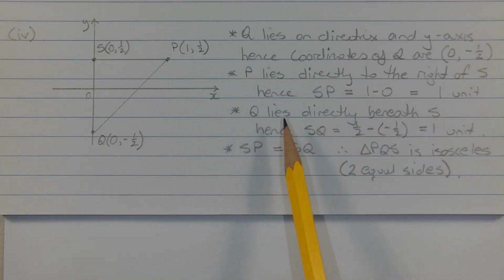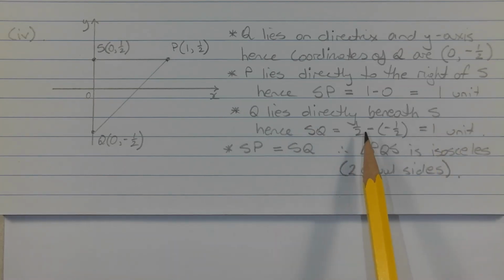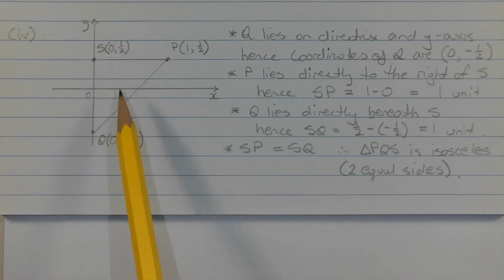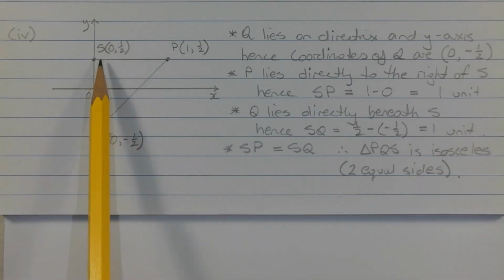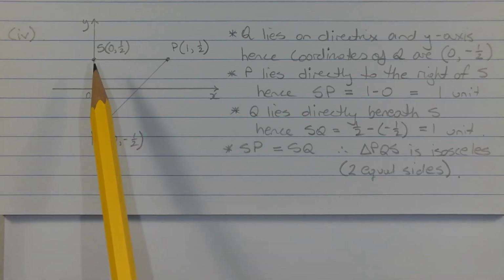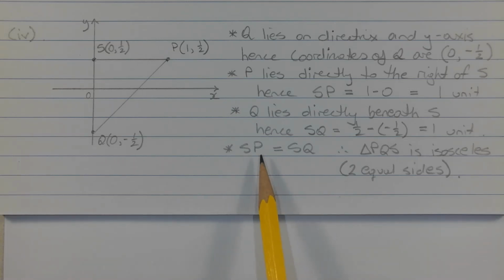Now point Q lies directly beneath S, hence SQ is equal to a half minus negative half, so it's the difference between their y-coordinates, and that also equals 1 unit. So because we have SP equaling 1 unit and SQ equaling 1 unit, we have an isosceles triangle because we have two equal sides. So SP equals SQ, therefore triangle PQS is isosceles because there are two equal sides.